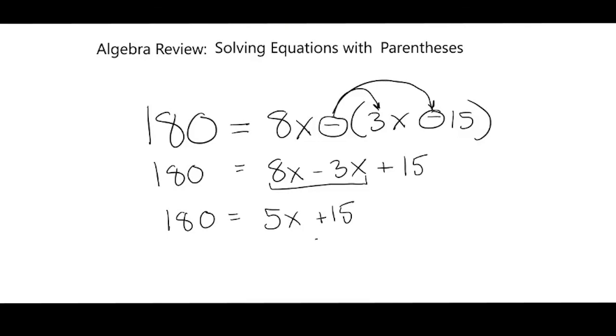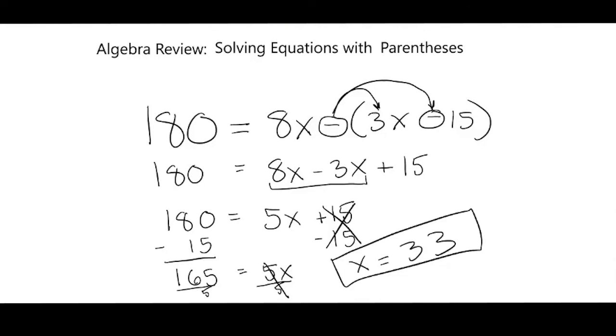My next step will be to subtract 15 on both sides of the equation. These cancel. I'm left with 5x on the right side and 165 on the left. So I'll divide both sides by 5. The right side cancels, and 165 divided by 5 equals 33. And that's how you solve equations with parentheses.